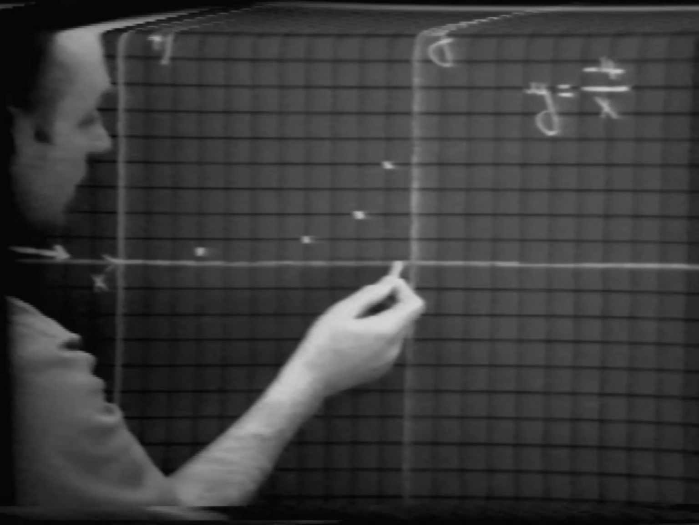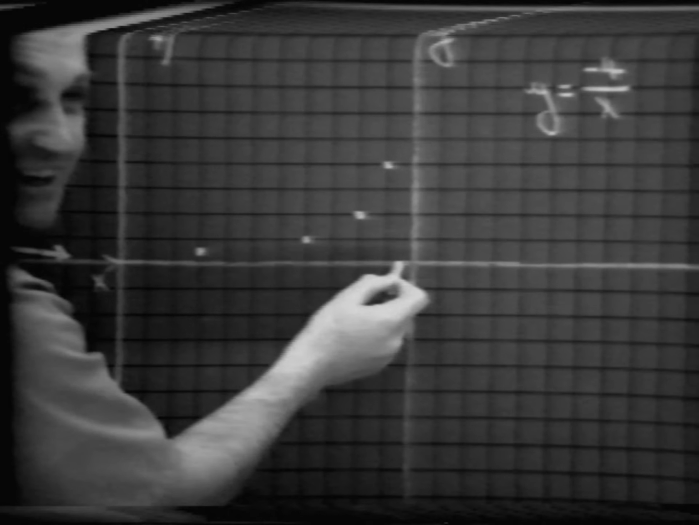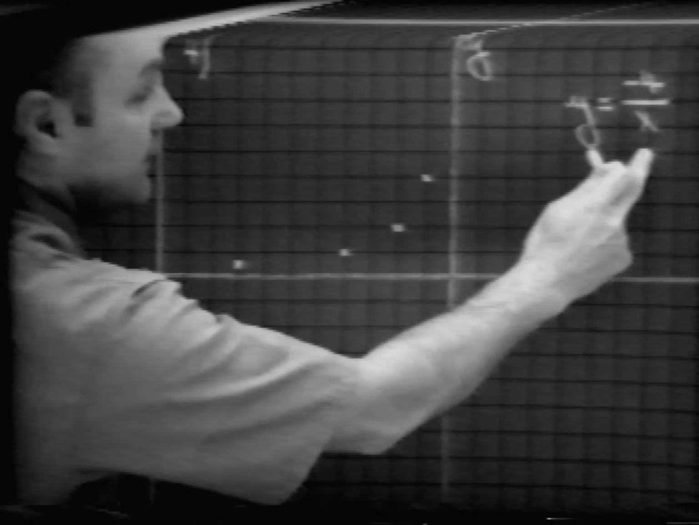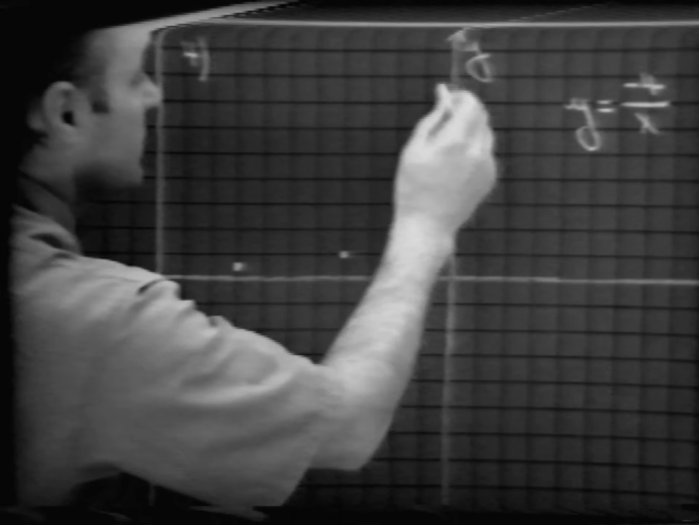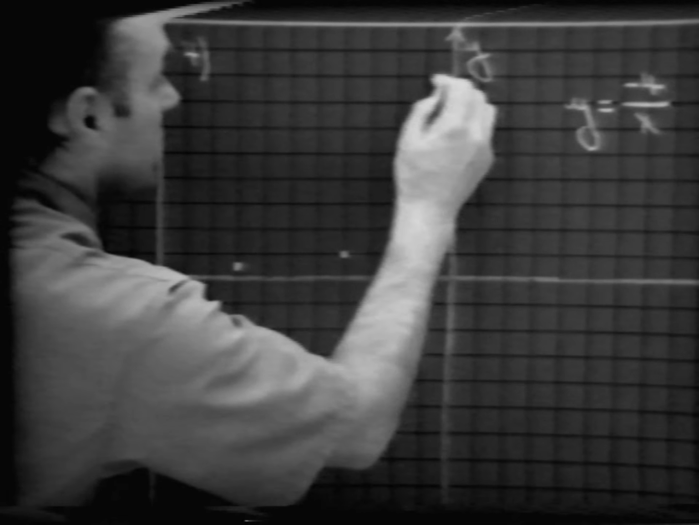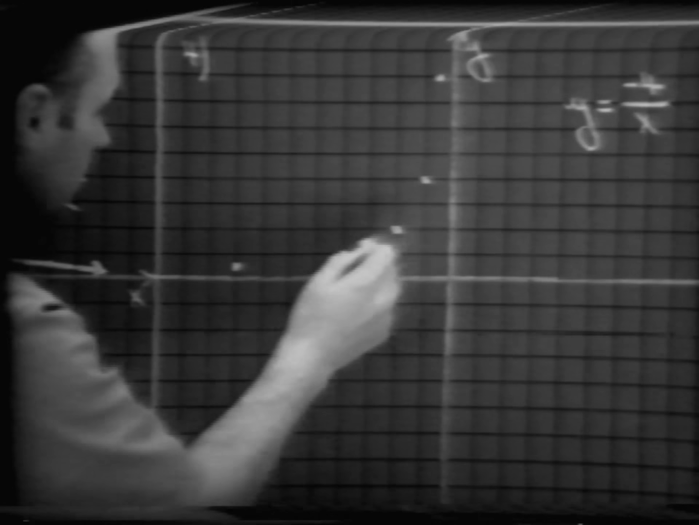Is that right? Suppose x, say, is -1/2. If x is -1/2, y must be 8. There's 4, 5, 6, 7, 8. This point must be on our graph. Our curve is going to look something like this.